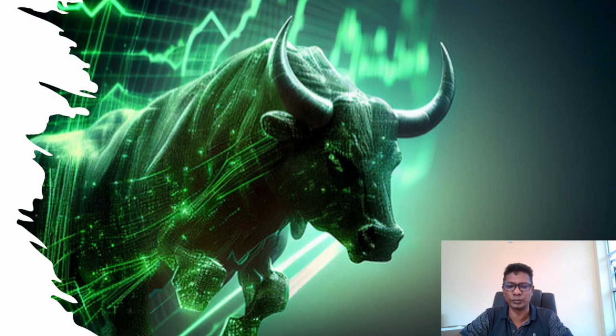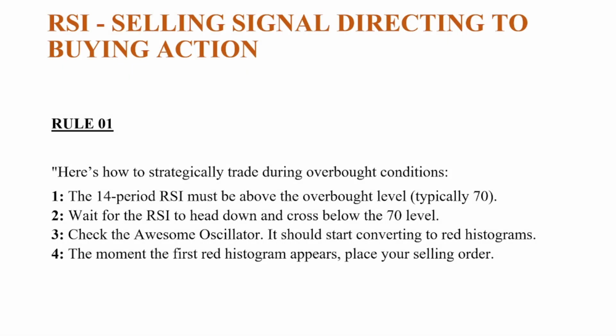Now I am taking the first rule. In the first rule, first condition, the 14 period RSI must be above the overbought level, typically 70. The second condition, wait for the RSI to head down and cross below the 70 level. Then third, check the oscillator. It should start converting to red histograms. Fourth, the moment the first red histogram appears, place your selling order.